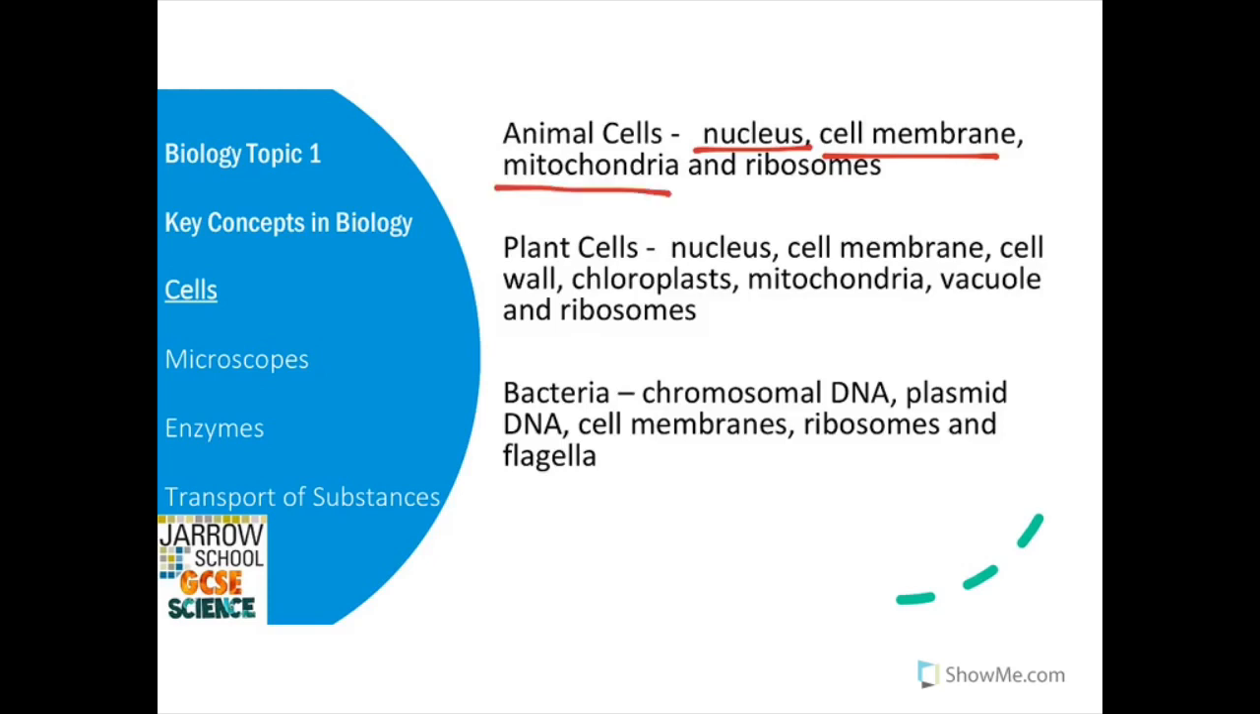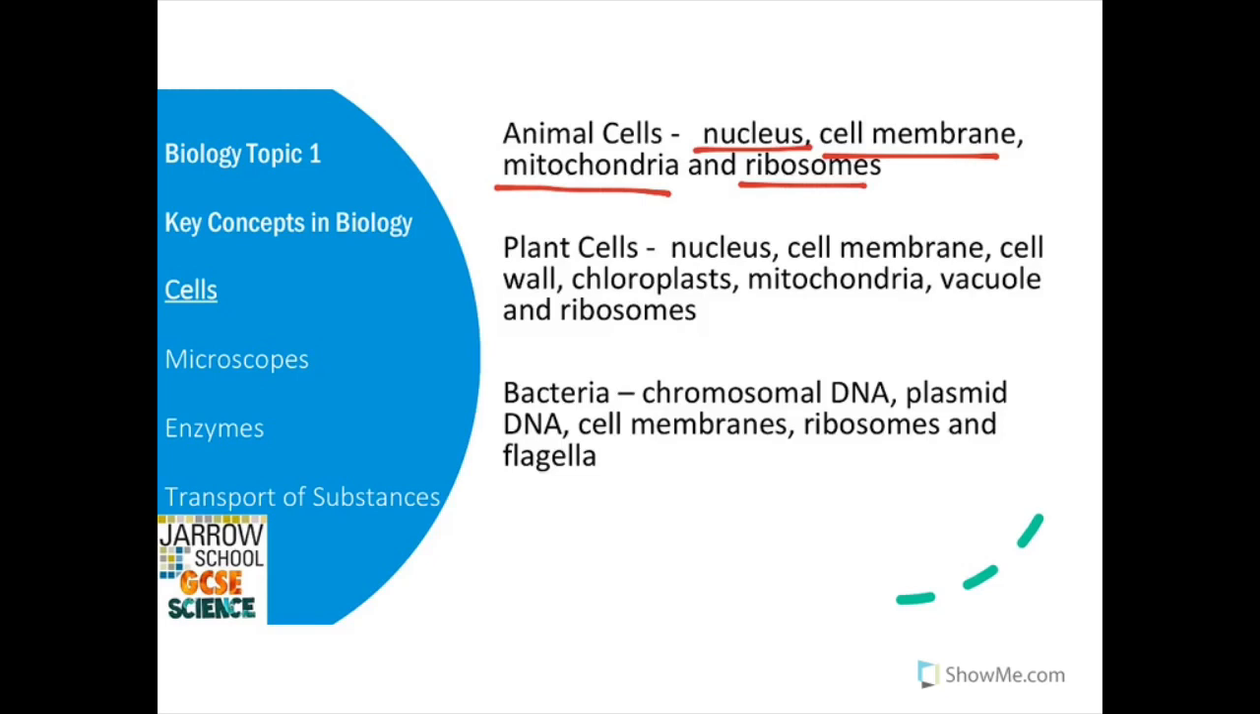The mitochondria are very small structures, and they look a little bit like a jelly bean, and the mitochondria are responsible for aerobic respiration. The ribosomes again are extremely small structures, and they can only be seen with an electron microscope, and the ribosomes are responsible for making new proteins.